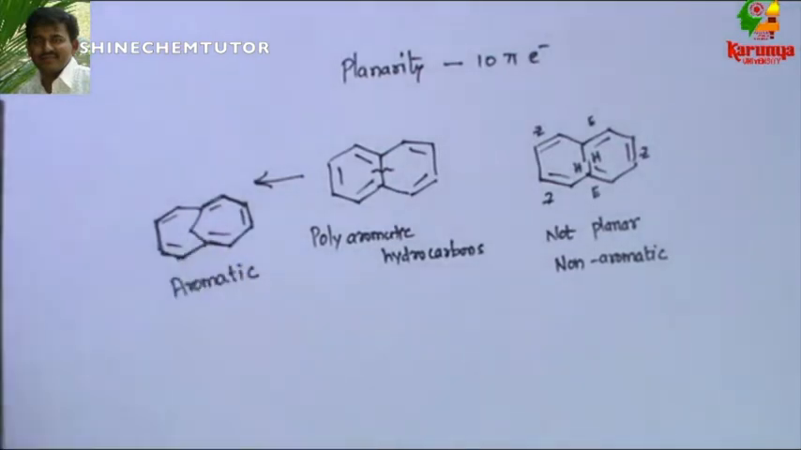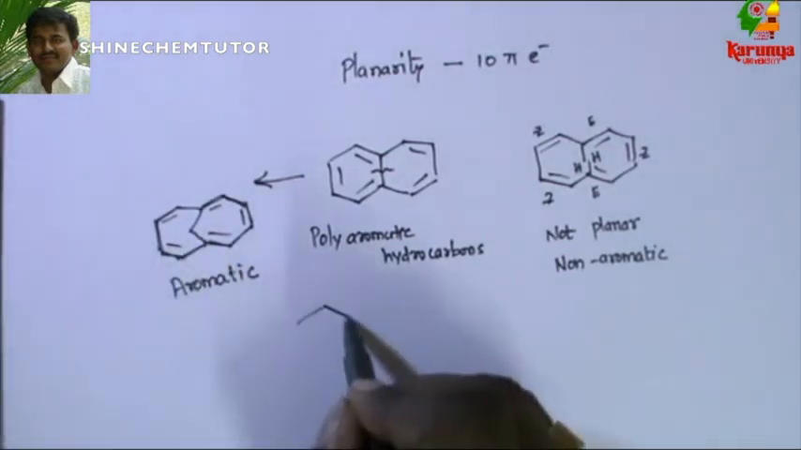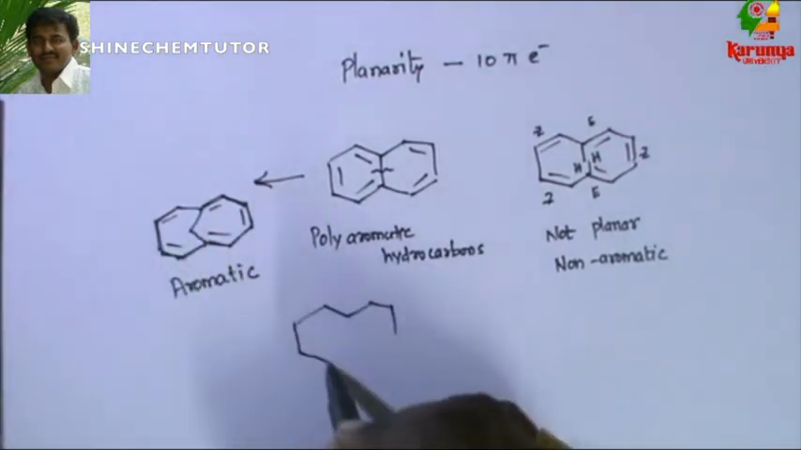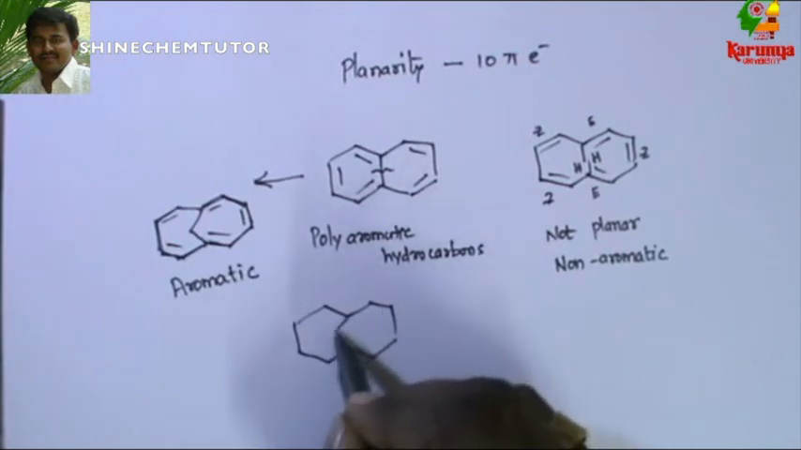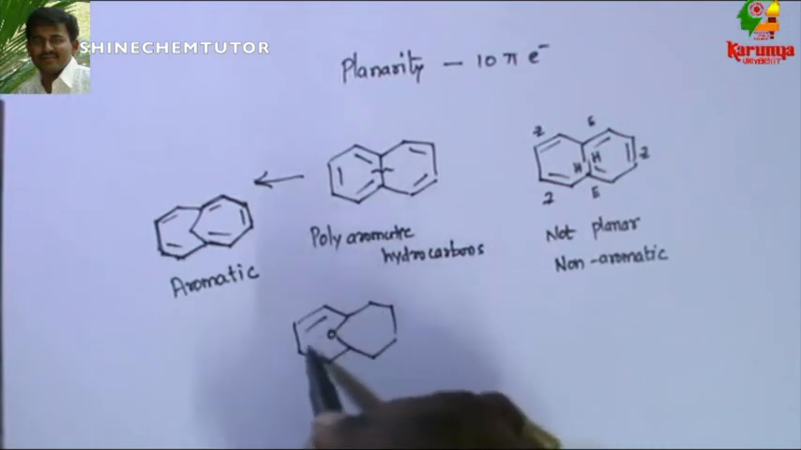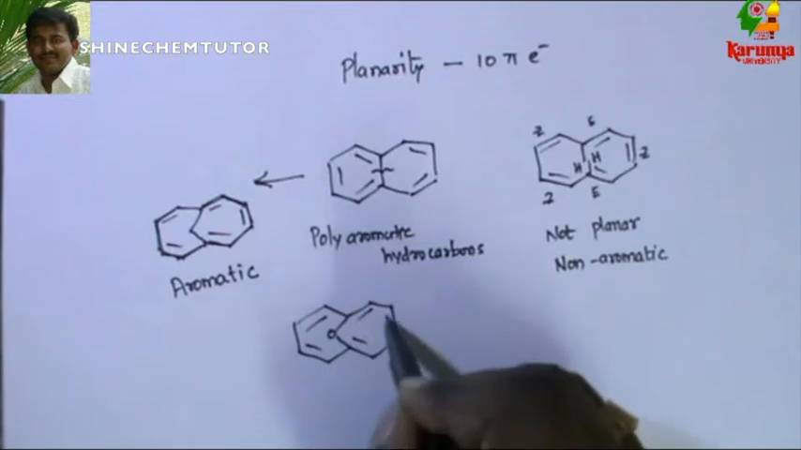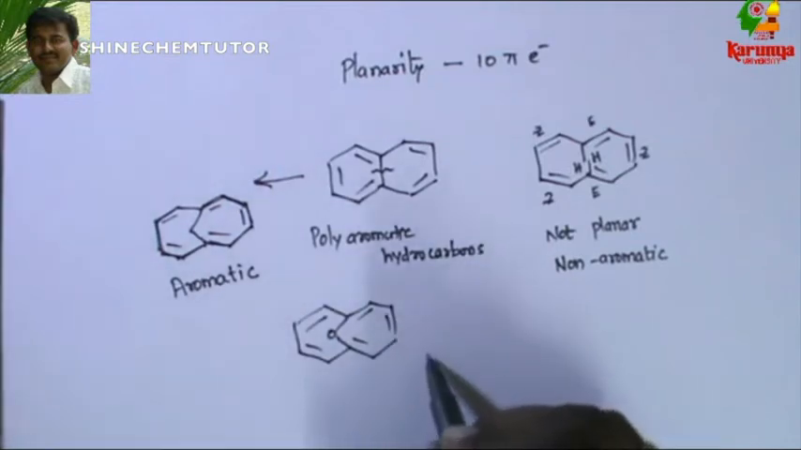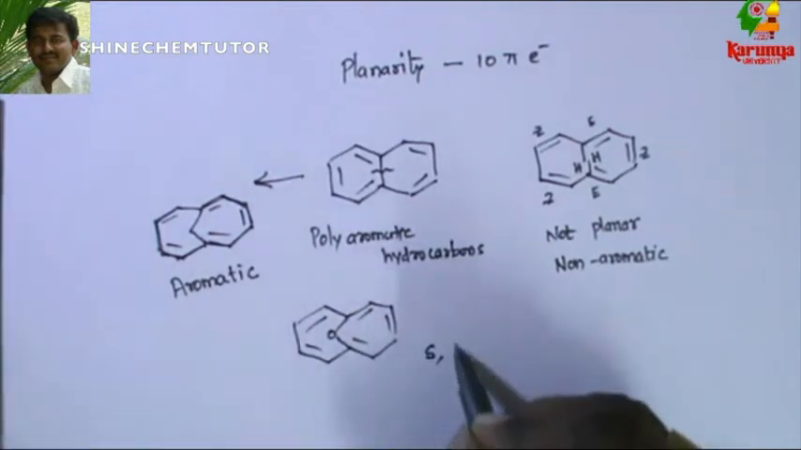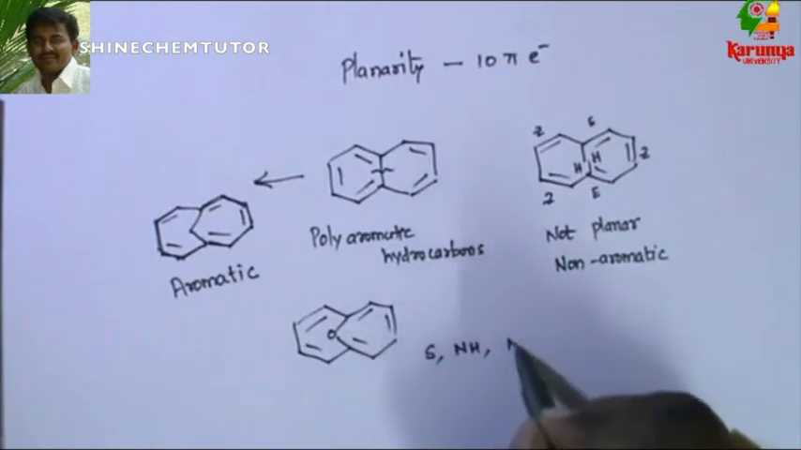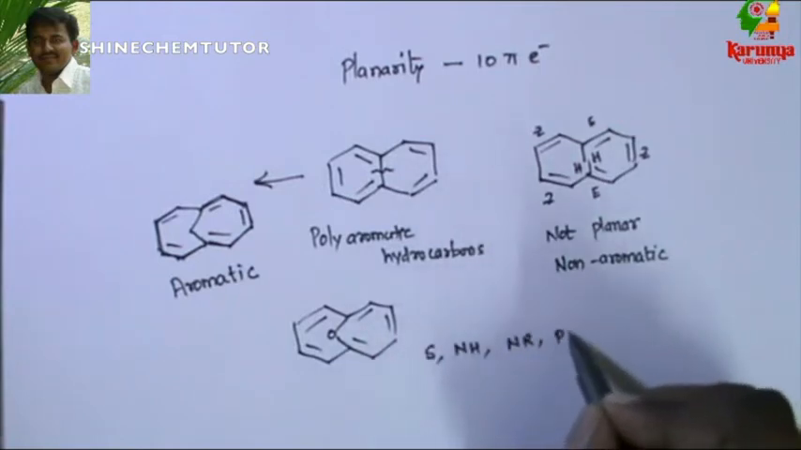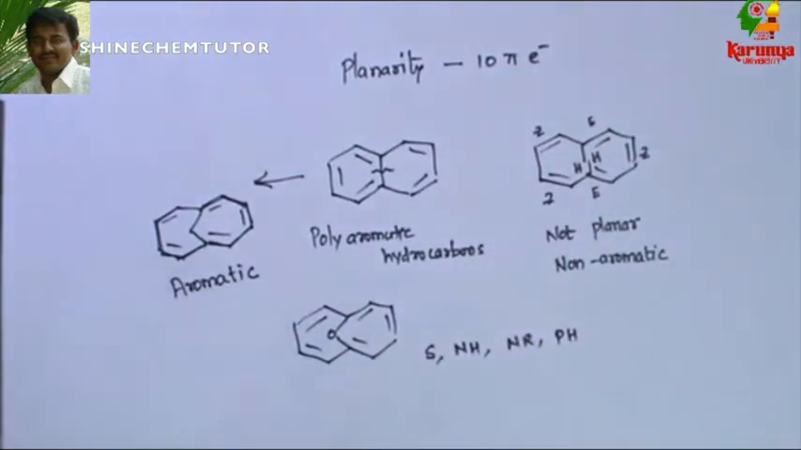Instead of this methylene, I can introduce an oxygen atom also, or sulfur, NH, NR, PH. So it goes like that. Basically, this kind of compounds, even though they are not exactly planar, they are aromatic.